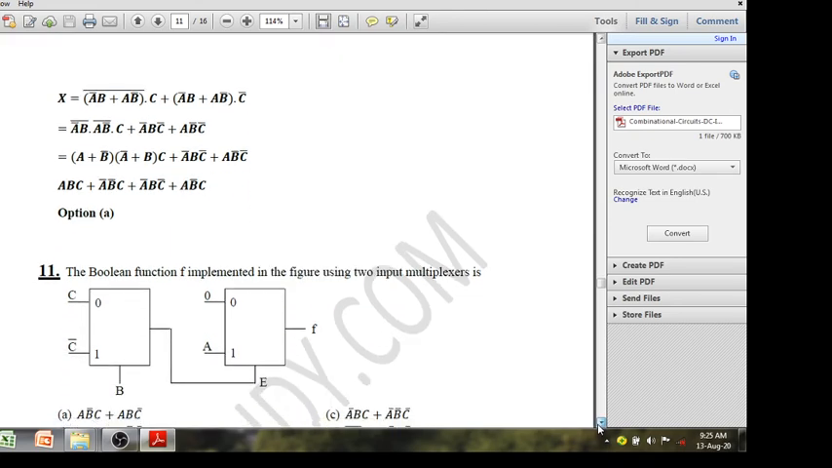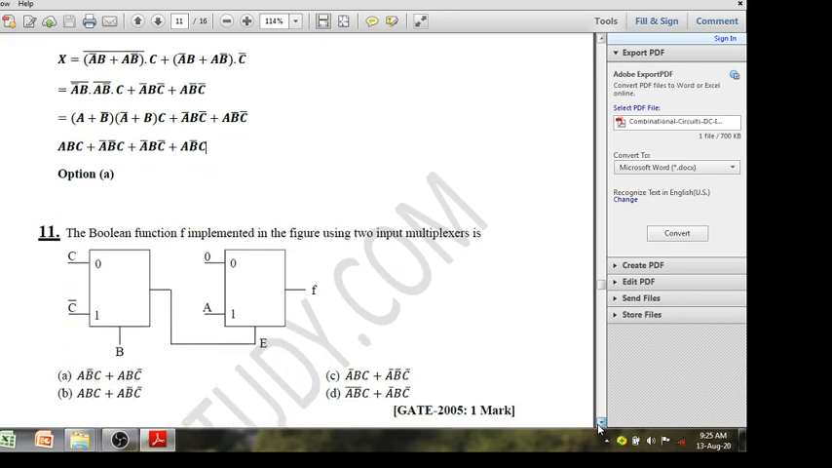This again is a 1 mark question. First determine this. What is this? You know the output of this is the select line of this, C bar, B bar into 0 plus B into this. Okay, C bar. This is I0, this is I1, so the values are 0 and 1. So this will be B C bar. Okay, this is B C bar.